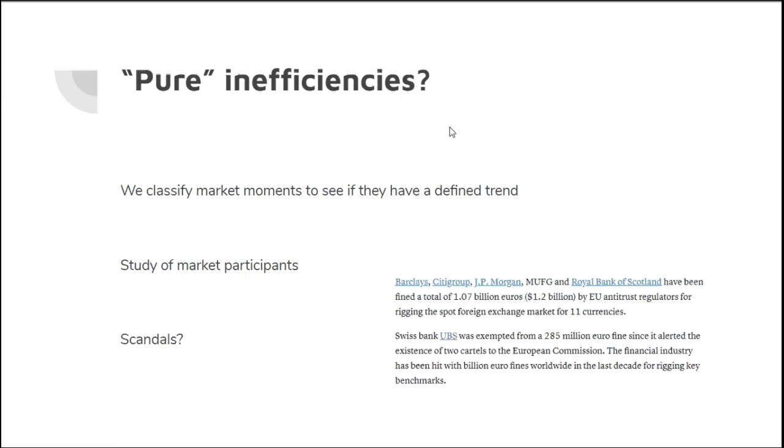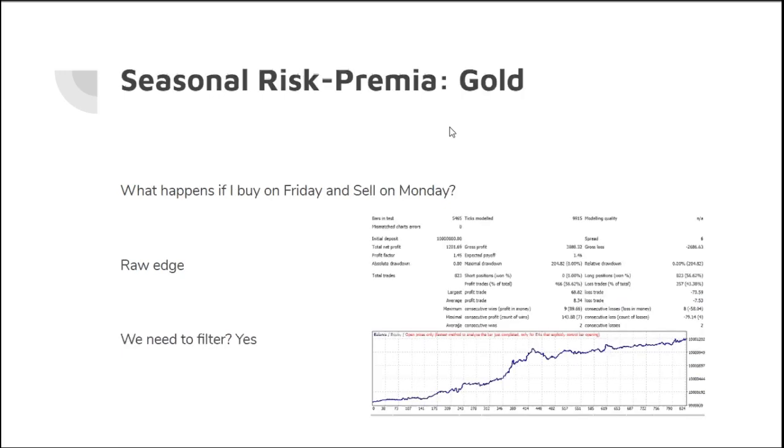Okay, also pure inefficiencies may be based, or maybe not, in scandals. Some years ago we had a scandal on the British pound made by some banks, investment banks, and they rigged the trend doing a mean reversion about 5 p.m. London time. And if you go to optimize and search in British pound based assets for that inefficiency, you are going to find it, but this inefficiency doesn't work anymore.